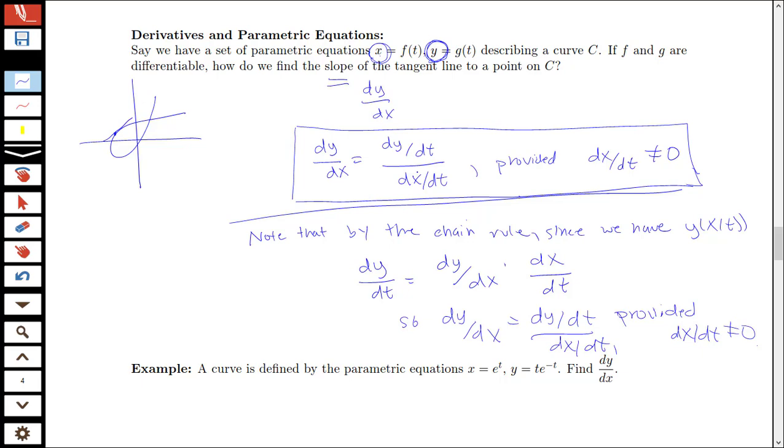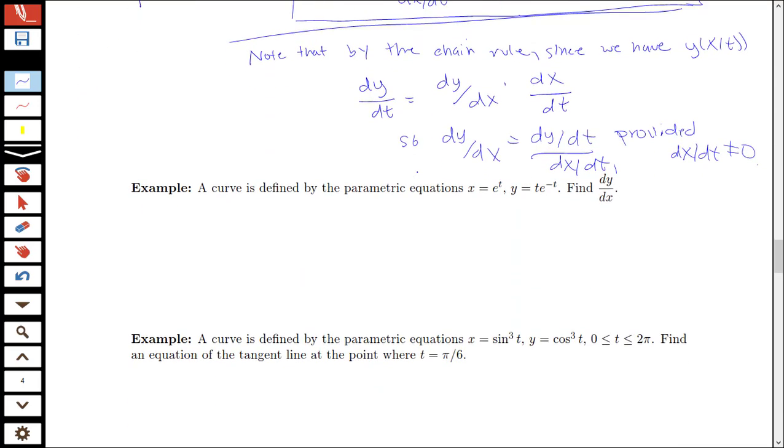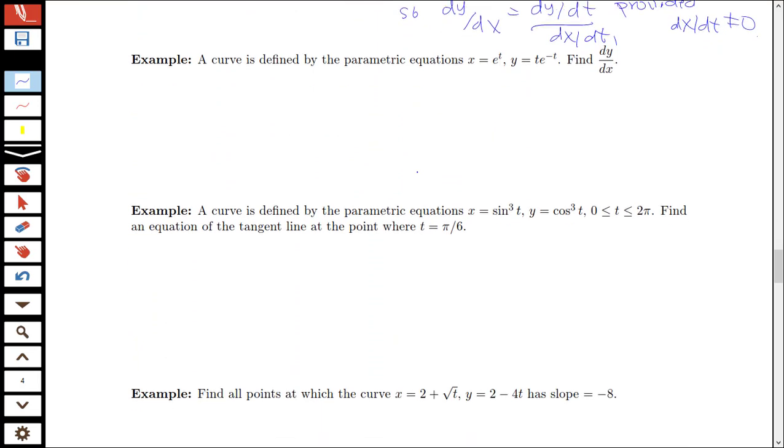So let's see how we can apply this parametric form of the derivative to a couple of examples. Here I have a curve defined by the parametric equations x equals e to the t and y equals t e to the negative t, and I want to find dy/dx. So remember, dy/dx is equal to dy/dt divided by dx/dt. Here my dy/dt, the derivative of t e to the negative t, is going to require the product rule. So I'm going to have the first times the derivative of the second plus the second times the derivative of the first. So I have negative t e to the negative t plus e to the negative t. And this is all going to be divided by our derivative dx/dt, so this is divided by e to the t.